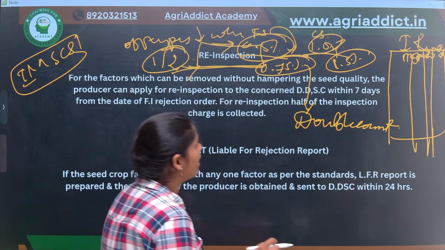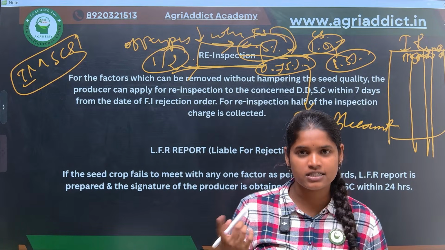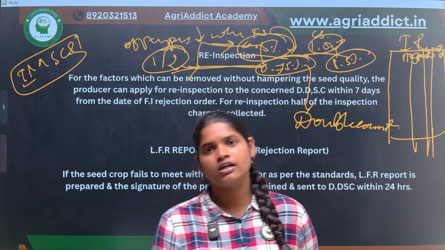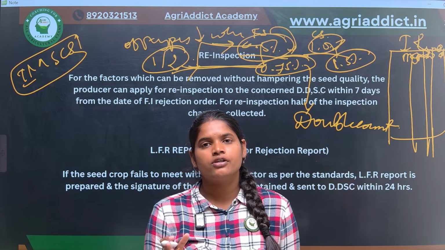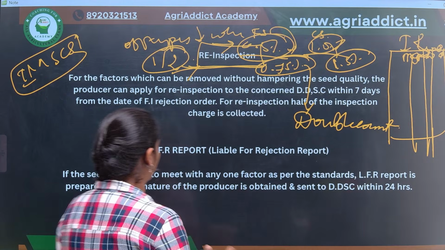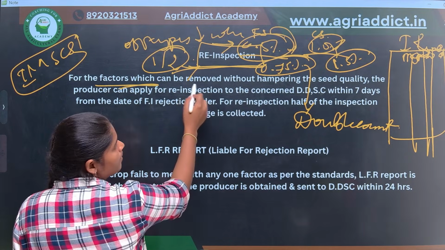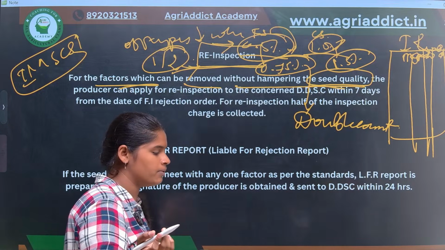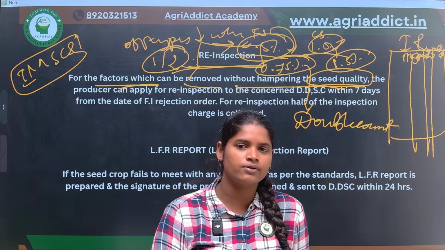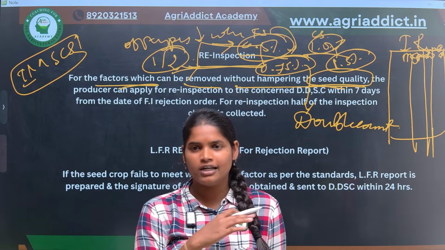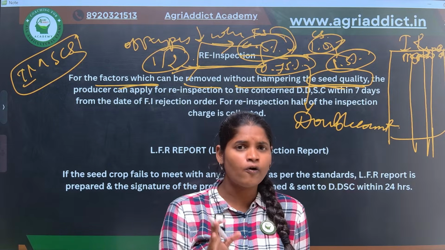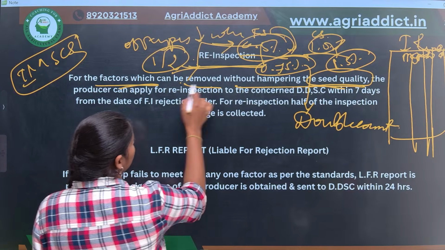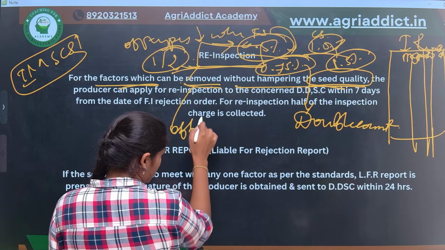In re-inspection, what happens? They can suggest to the farmer to remove such contaminants which are really causing contamination in our seed crop. So the factors which can be removed without hampering the seed quality. By removing such contaminants, there is no difference in our seed crop quality, or it doesn't hamper the quality of our main seed crop. Then they can suggest to the farmer to remove such off types or such contaminants.